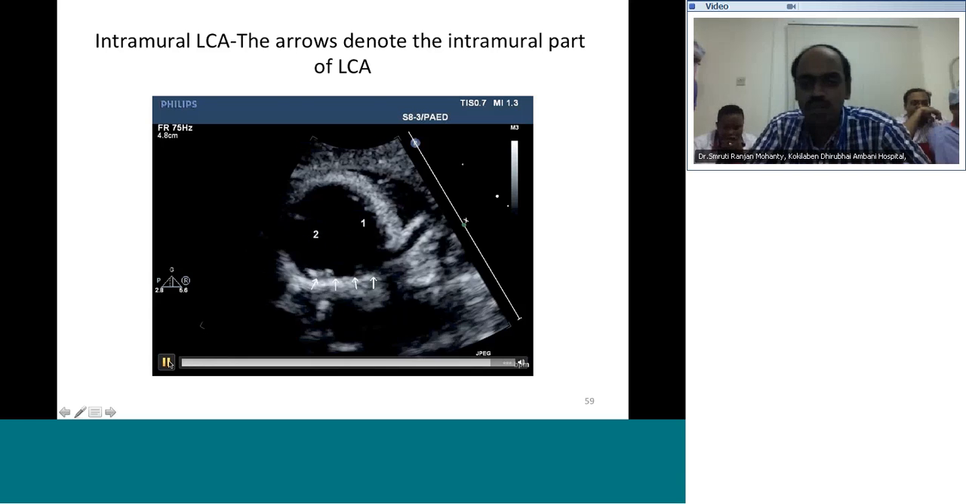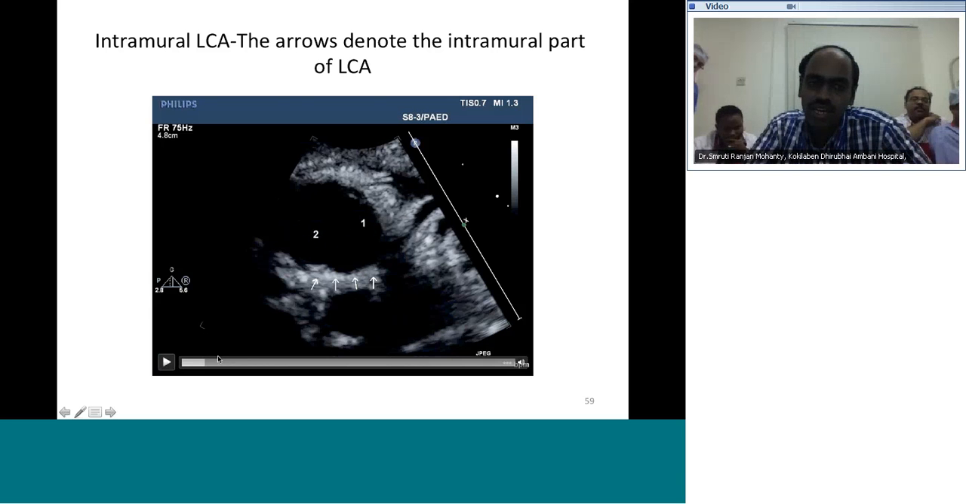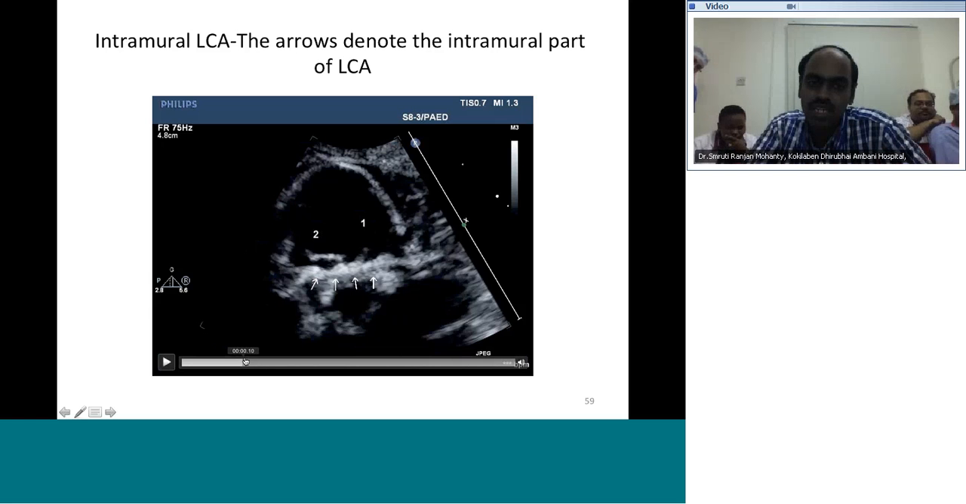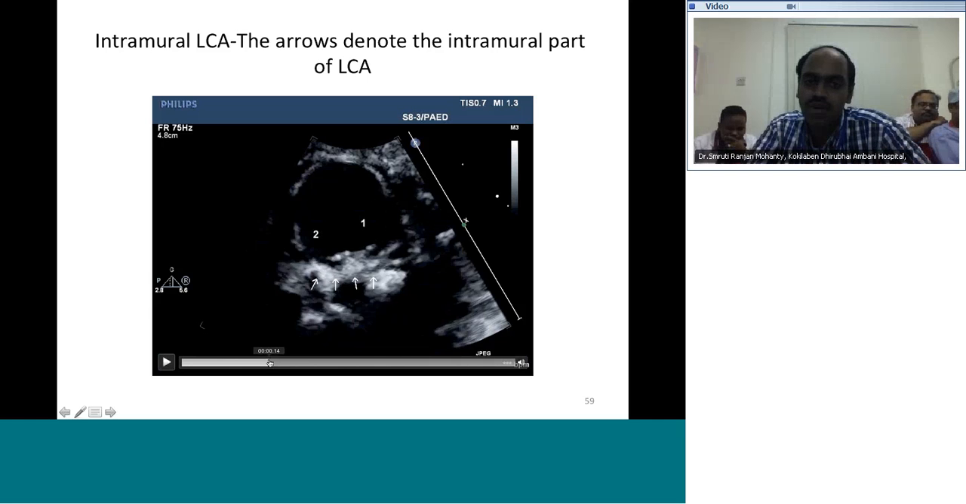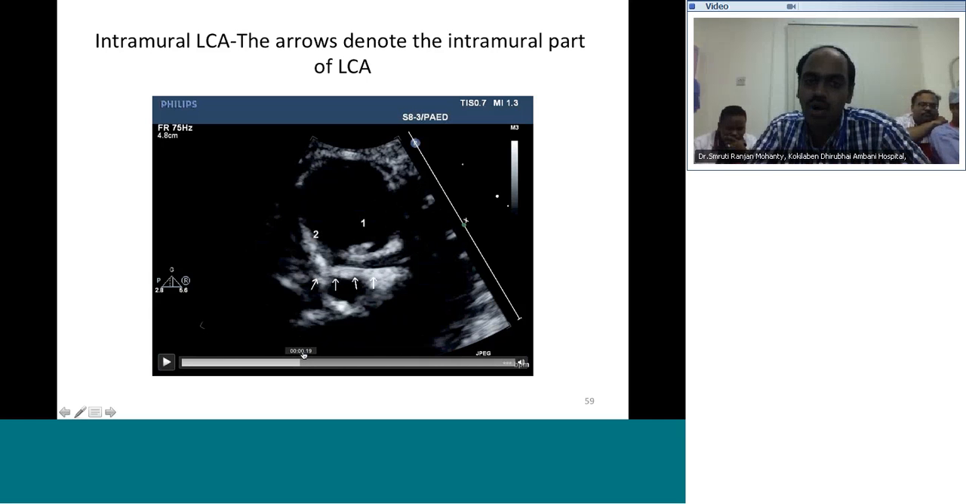So now let me freeze this coronary. Now you can appreciate that this is the sinus 1 and sinus 2. From the sinus 2, the right coronary is normally arising, but the left coronary artery is arising here and it courses all the way towards the left, and in this entire wall it is sharing the wall of the aorta.